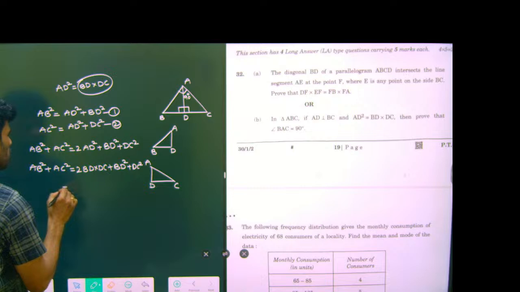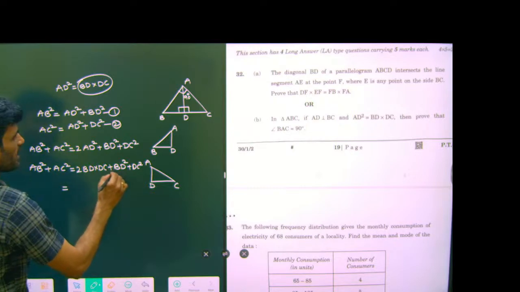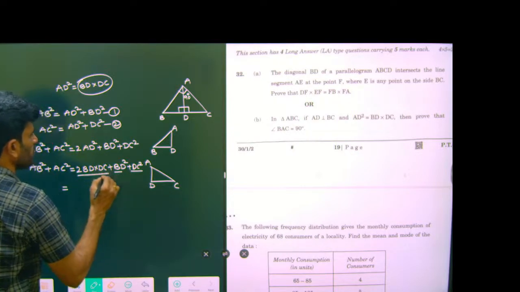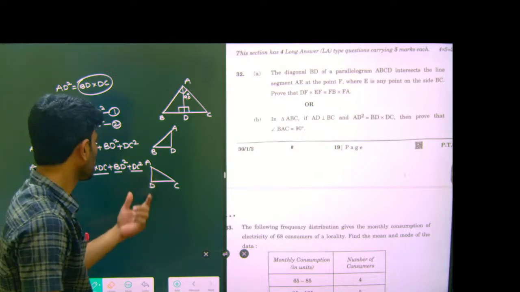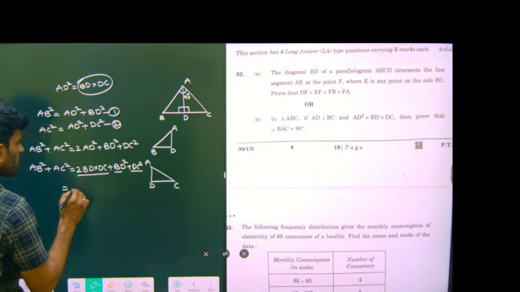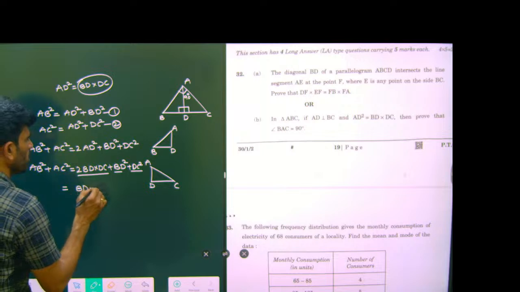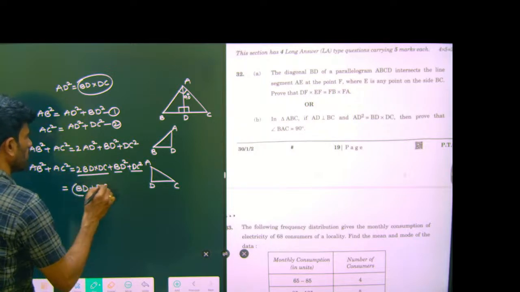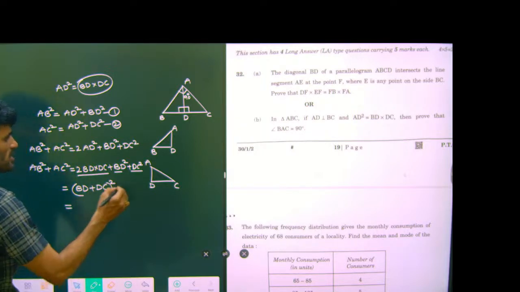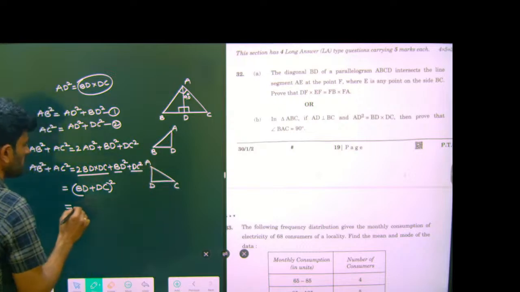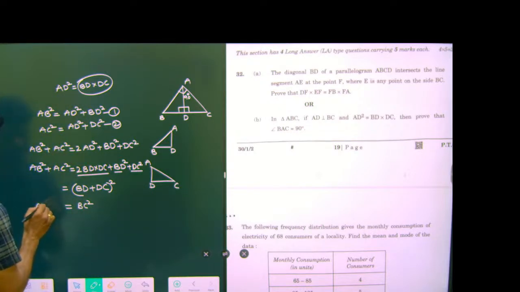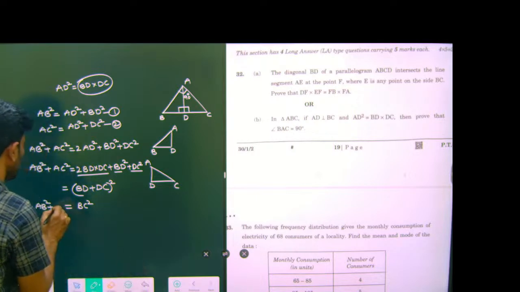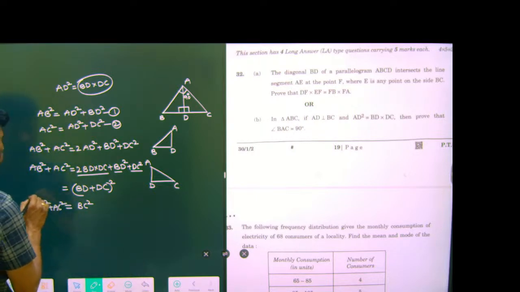Now you can observe the RHS side. It is like A square plus B square plus 2AB. What is A square plus B square plus 2AB? It is A plus B whole square. So we can write it as BD plus DC whole square. What is BD plus DC from this figure? BD plus DC is BC. So it is BC square. So what we got? AB square plus AC square is equal to BC square.